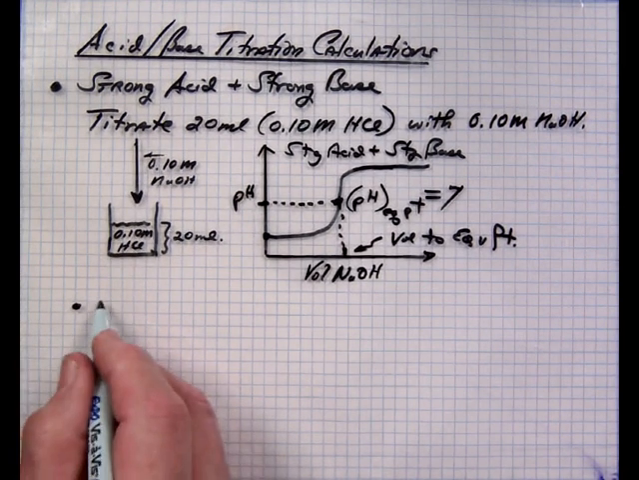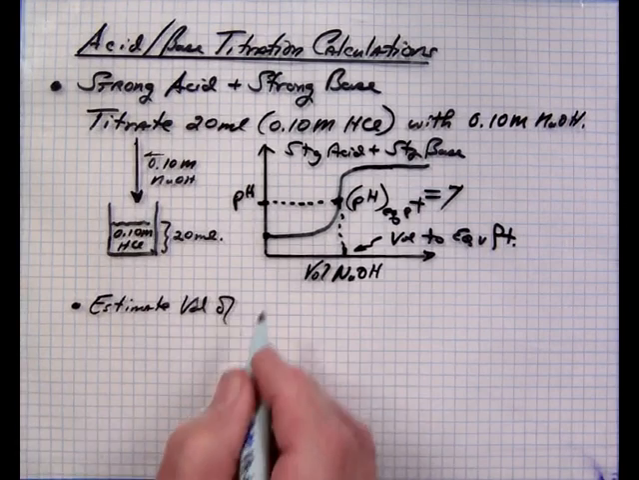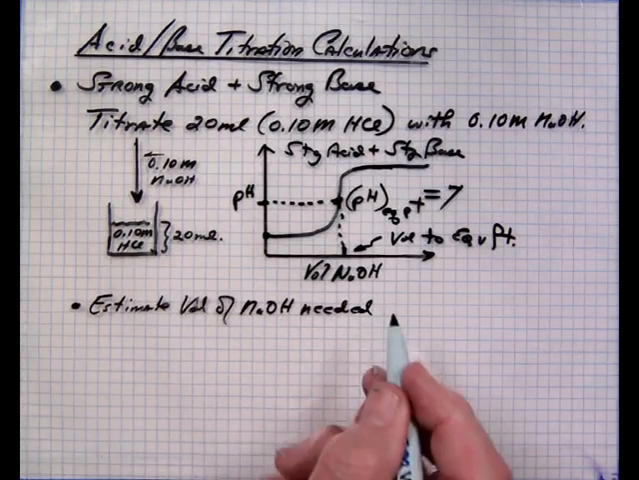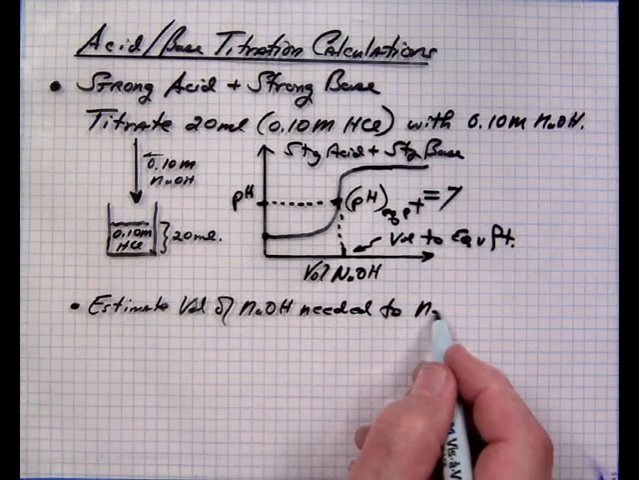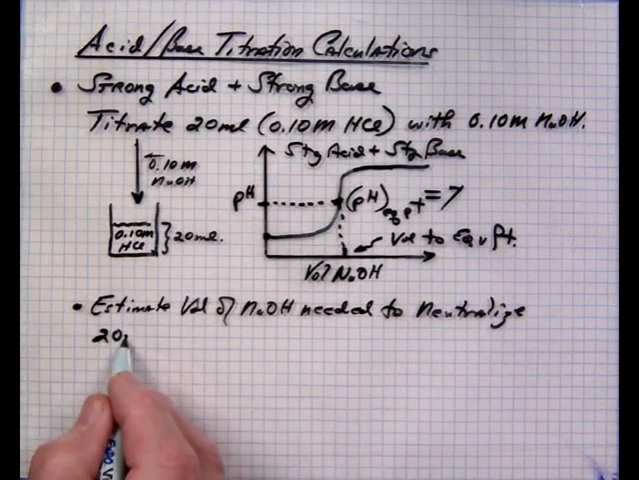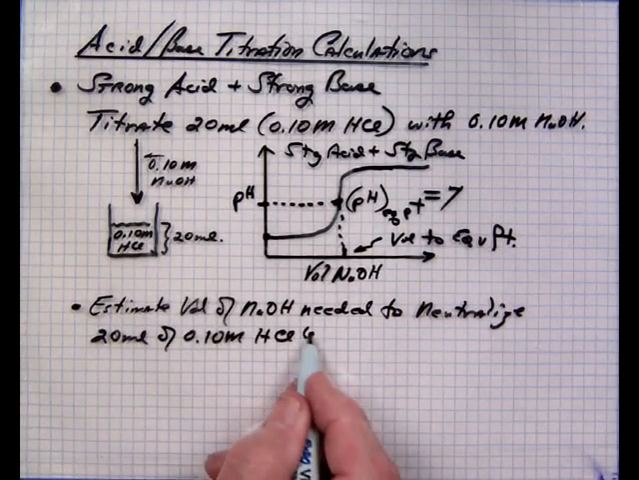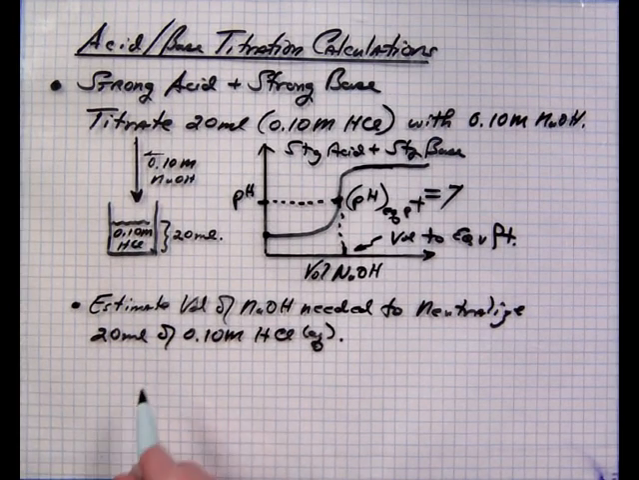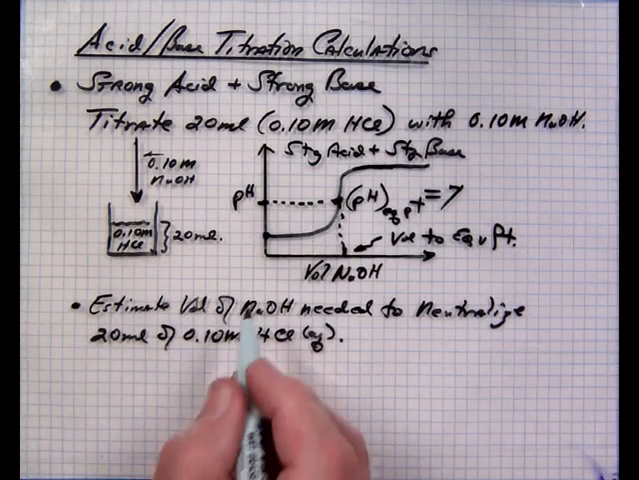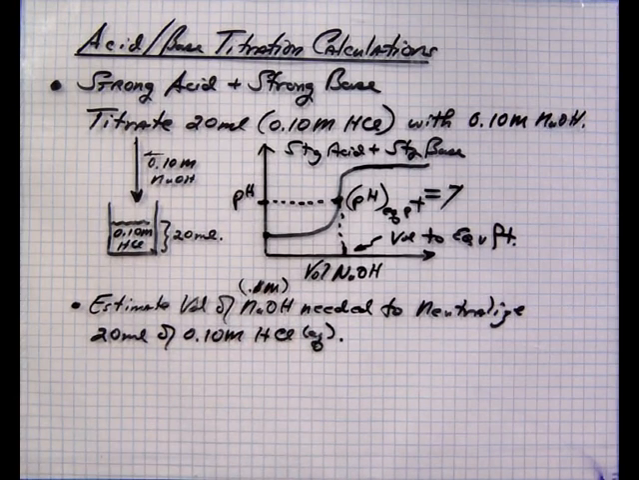So the first thing we do is estimate the volume of NaOH needed to neutralize 20 milliliters of 0.10 molar hydrochloric acid solution. And we're assuming the concentration of NaOH is 0.1 molar, sorry, not 0.01, 0.1 molar.